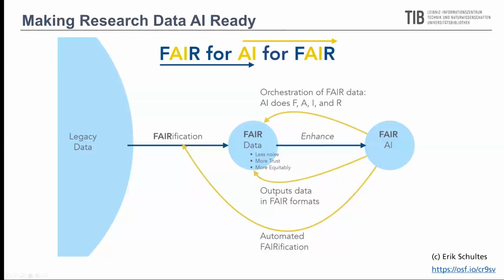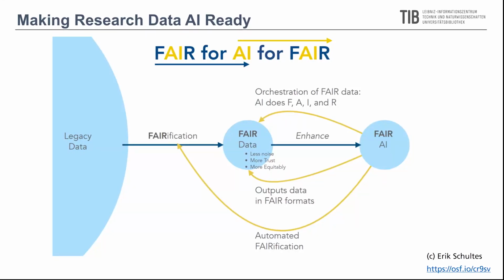Before I go into depth, let me start with a slide which I've stolen from Erik Schultes, who has nicely described the interaction between the FAIR data principles and AI. Barend Mons also calls the FAIR principles ready for AI, or AI-ready data. When we have legacy data, we have to verify it and make it adhere to the FAIR principles, which results in data with less noise, more trust, and which is more equitable. This kind of data can then help to realize FAIR AI and AI in general.